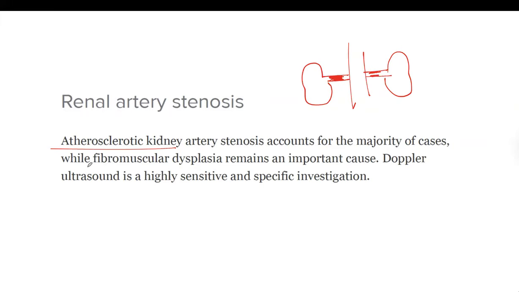And then there is another cause called fibromuscular dysplasia. It is common in young females. If we suspect or want to rule out renal artery stenosis specifically, there will be a renal bruit that you can listen to with a stethoscope. If a renal bruit or abdominal systolic bruit is positive, then definitely we need to send the patient for a Doppler ultrasound of the renal artery, and that can confirm the diagnosis.